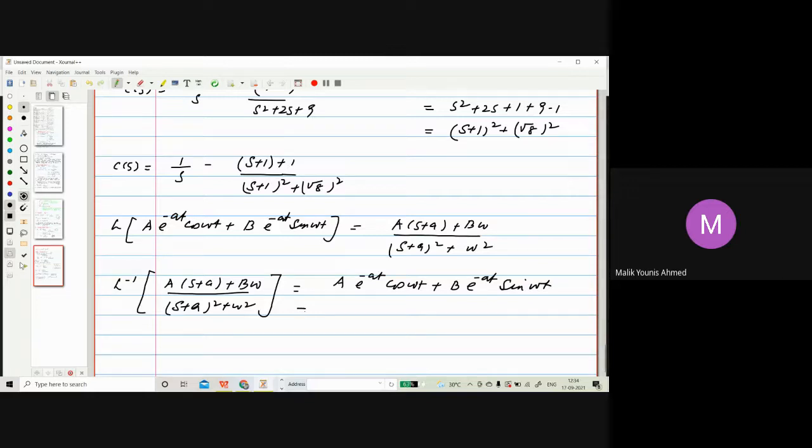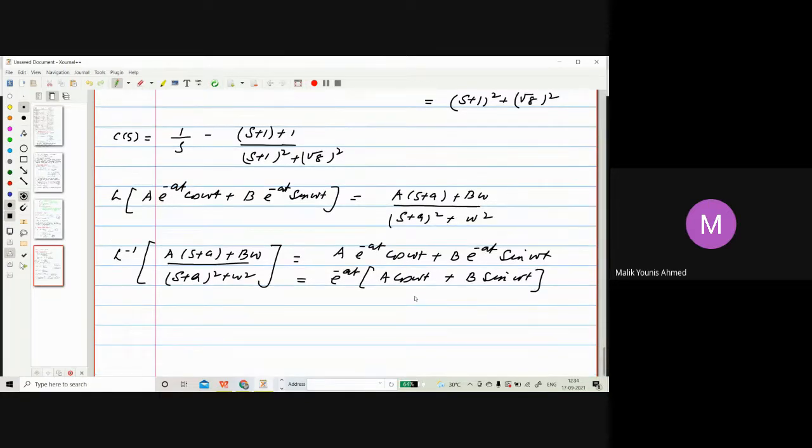Out of this, I can take e^(-at) as common, so I can write a cos(ωt) plus b sin(ωt). Fine for me. I hope this formula is clear. This is a mathematical formula, nothing else. So I will try to use this formula and get this function in this form. I will manipulate C(s) according to my formula so that I can get the Laplace inverse of this.